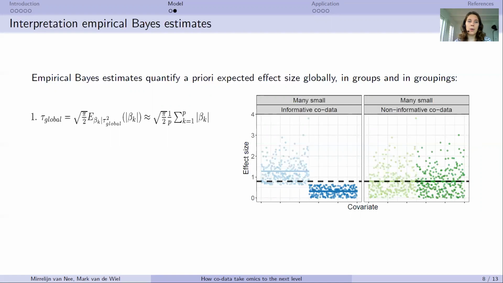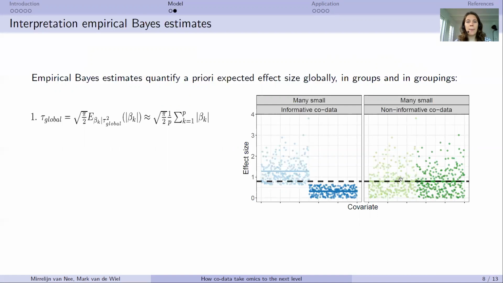So in our empirical Bayes approach, we first estimate the global level. You can show, because we have this normal prior, that tau global is approximately equal to the average effect size over all the p covariates, times some constant. So that's the same as this dashed line here, the black dashed line.